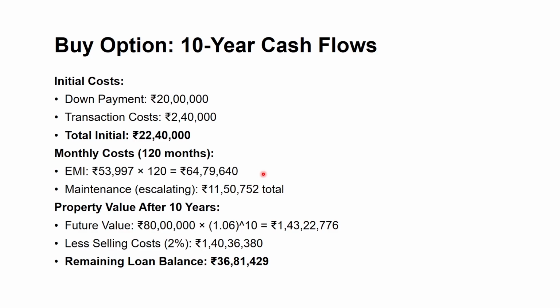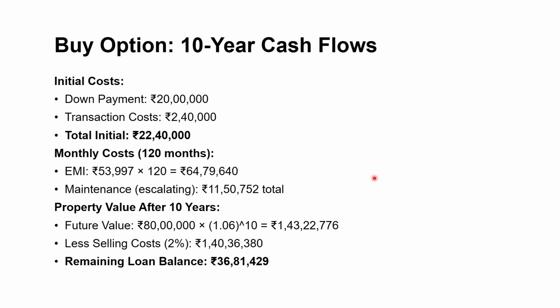Total EMI payment reaches around 64.8 lakhs, but we must remember that part of this reduces our loan principal. Maintenance cost starts at 8,000 rupees monthly but escalates annually. By year 10 monthly maintenance reaches about 11,800 rupees. The total maintenance over 10 years sums to approximately 11.5 lakh rupees. So, we have calculated the total maintenance cost. Then property appreciation is crucial to the analysis.